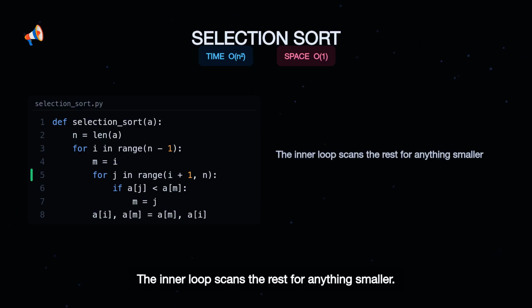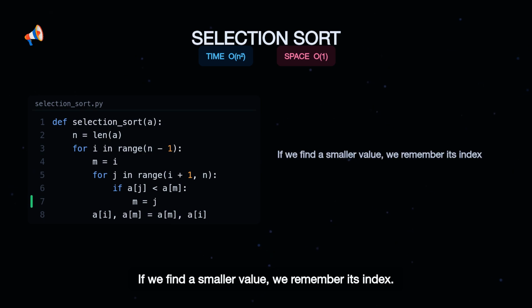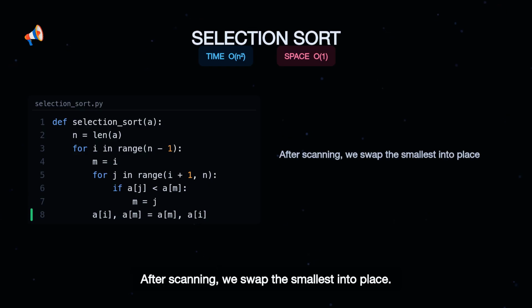The inner loop scans the rest for anything smaller. If we find a smaller value, we remember its index. After scanning, we swap the smallest into place.